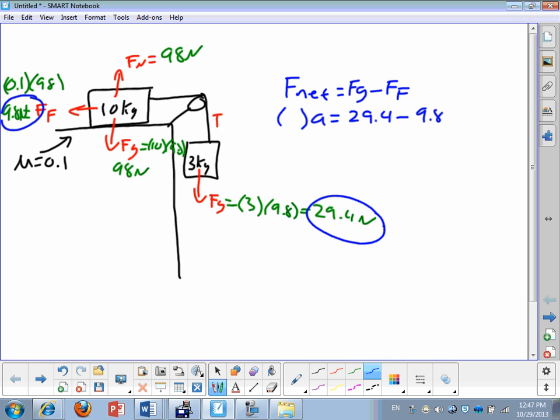I left the parentheses empty because what mass is accelerating? That sometimes takes people a hard time to understand. Since they are connected by the string, they are both accelerating. So I add them together. I have 13 kilograms for both objects put together. To solve this equation, I divide both sides by 13.